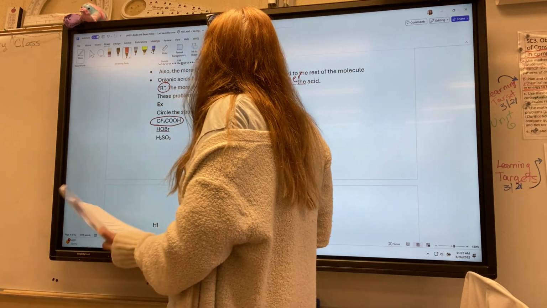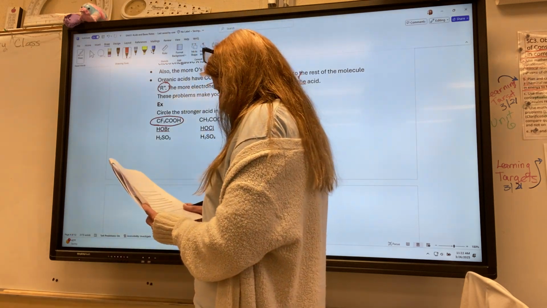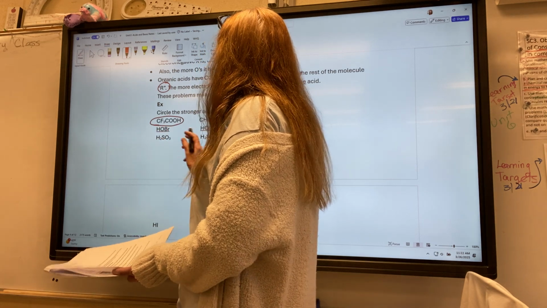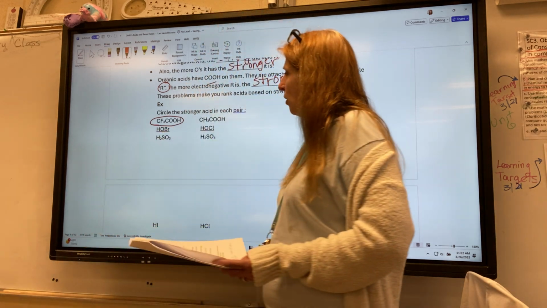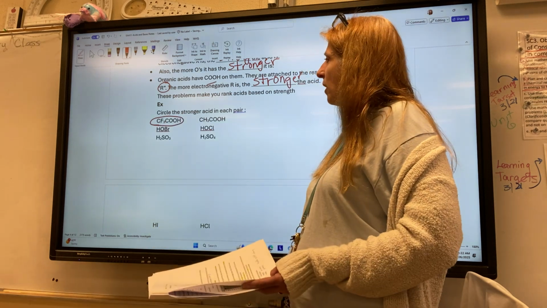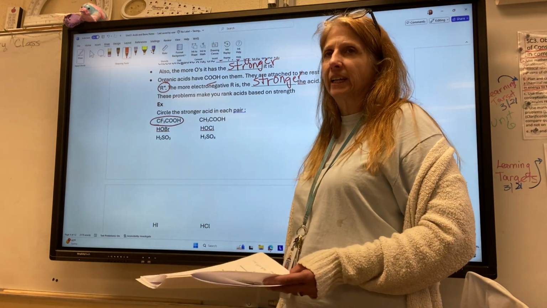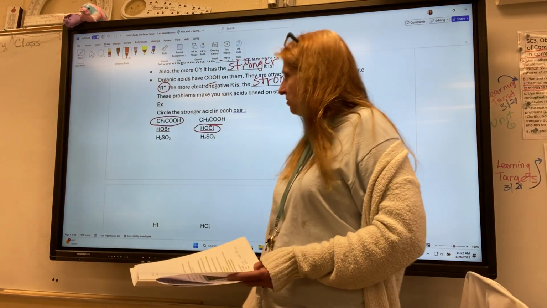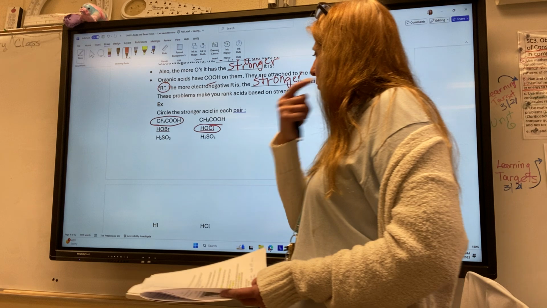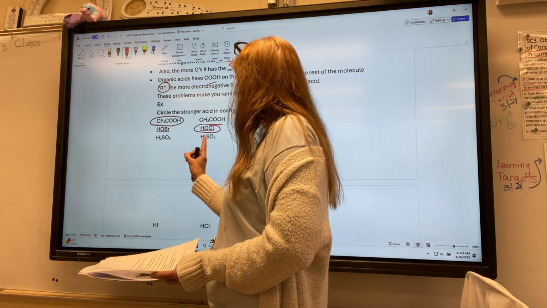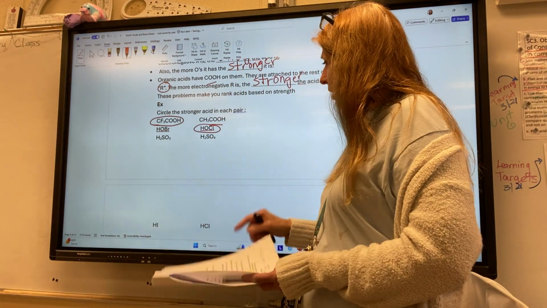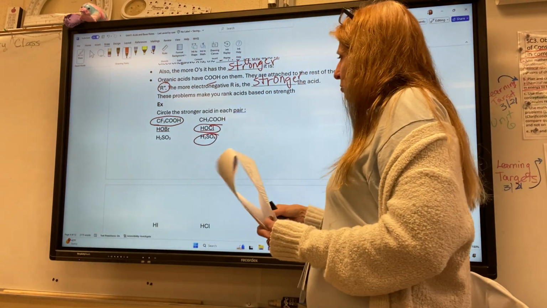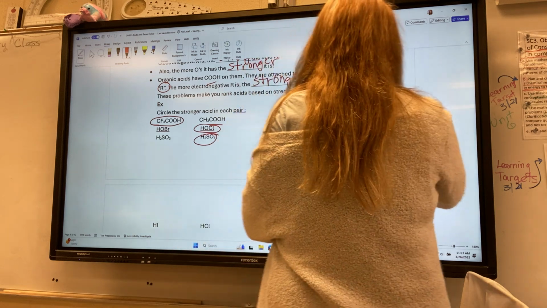Okay? So how about this one? Which is going to be stronger? Here we got H, O, and another thing, Br or Cl. Which one is more electronegative, Br or Cl? So I saw that whisper, Cl. Y'all are so shy. Okay, how about this one? Which one is going to be stronger, H2SO3 or H2SO4? The one with more oxygens, right? It's got more oxygens.